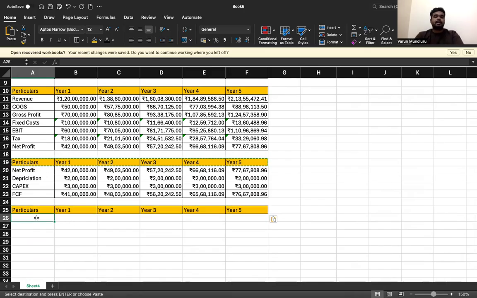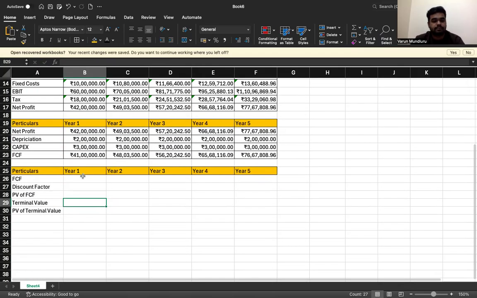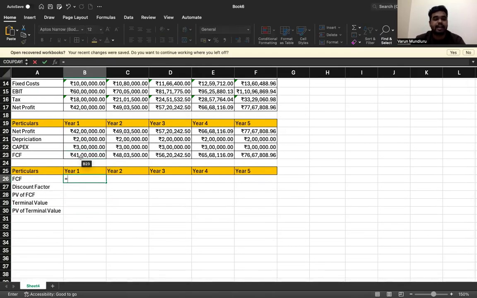Here we will be taking particulars like FCF, that is free cash flow, discount factor, present value of free cash flow. Also here we will be taking values like terminal value and present value of terminal value. Now, let us take the free cash flows the same as from the previous table.